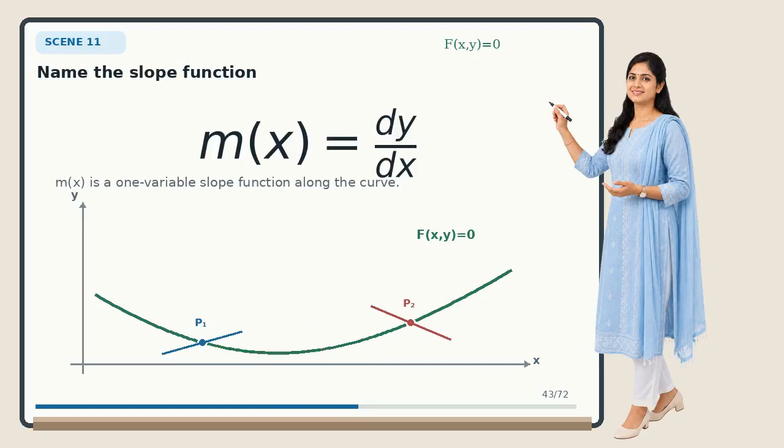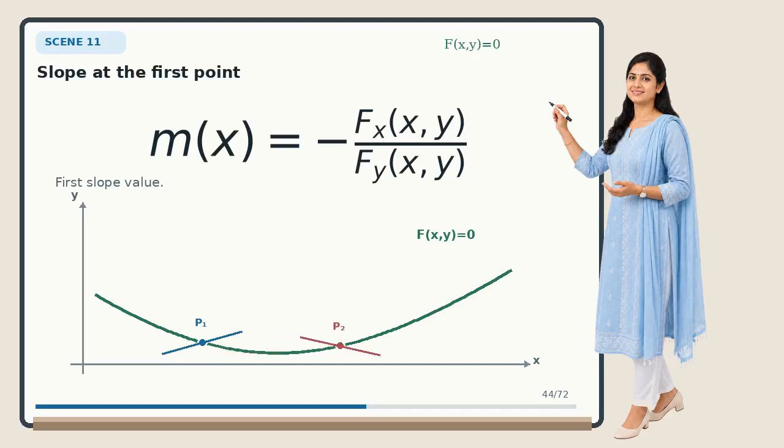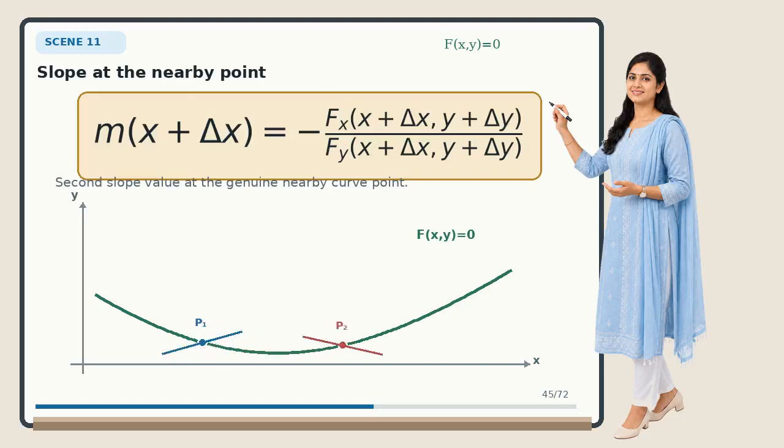Let m of x denote the slope of the implicit curve at the point with first coordinate x. At the first curve point, the slope is minus f sub x evaluated at x comma y, divided by f sub y evaluated at x comma y. At the nearby curve point, both coordinates appear changed. This is essential because the second point must remain on the implicit curve.